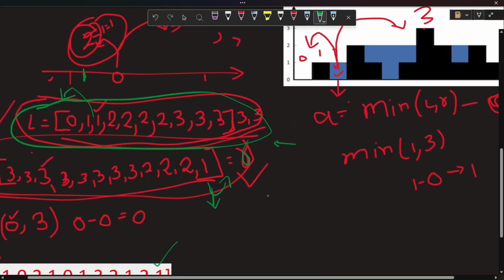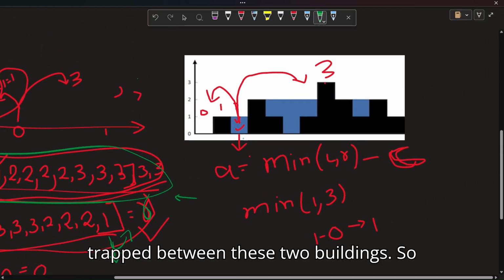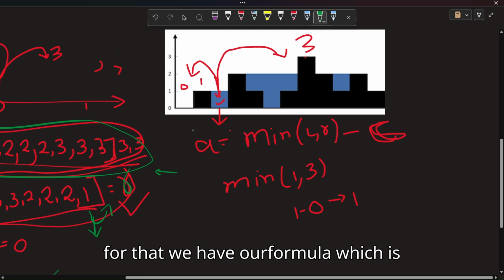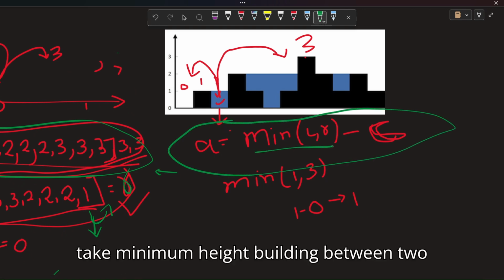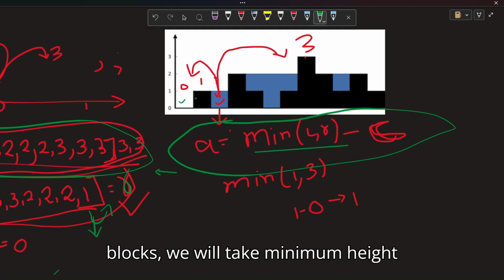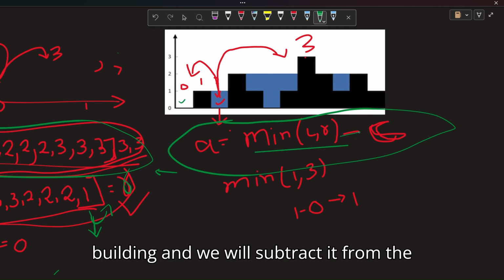Now the next step is to calculate how much water will be trapped between these two buildings. For that we have our formula, which is this. We will take the minimum height building between the two blocks, and we will subtract the current height from it.